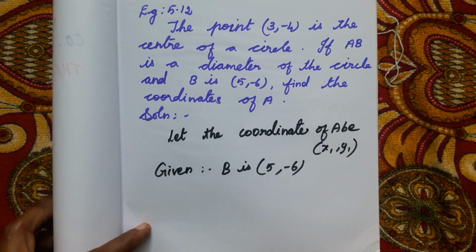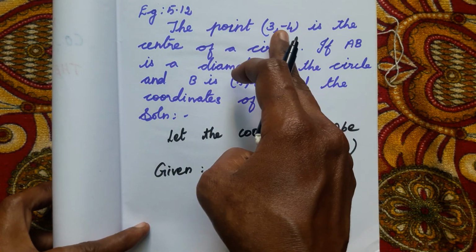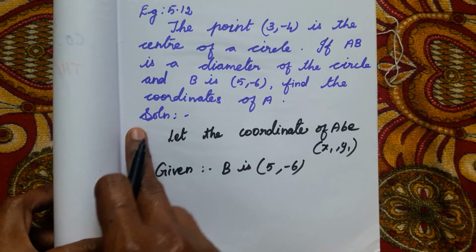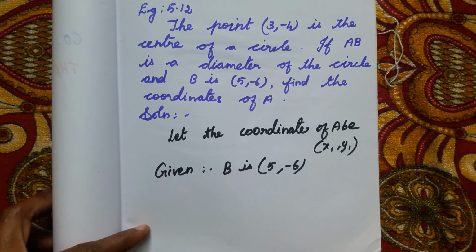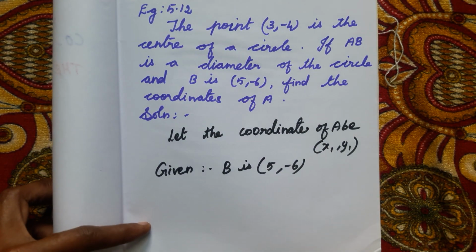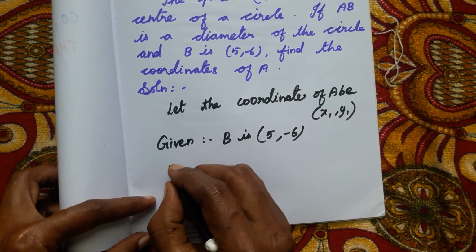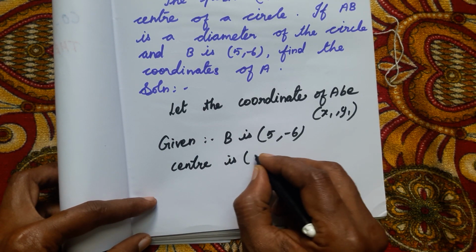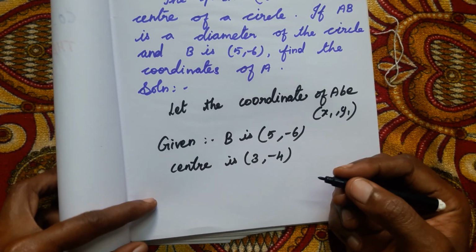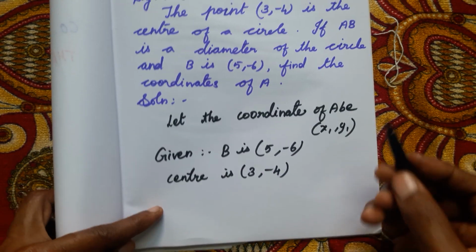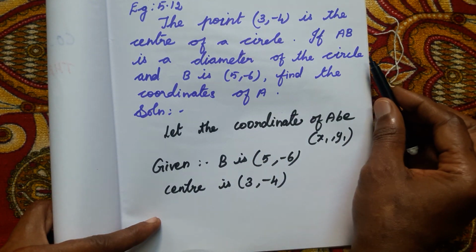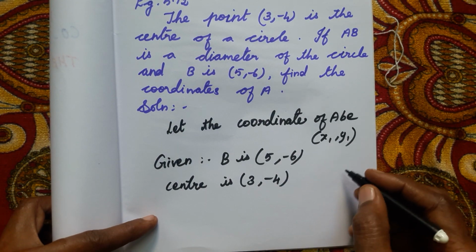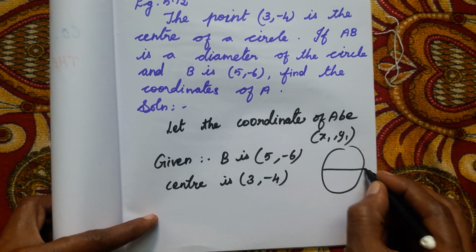Next, we know that the point (3, minus 4) is the center of the circle. That is what is given: (3, minus 4) is the center of the circle. AB is a diameter of the circle. In a diameter, please listen here.